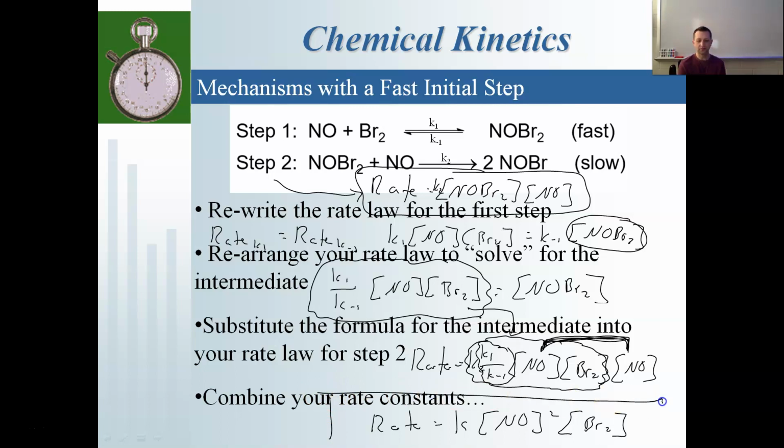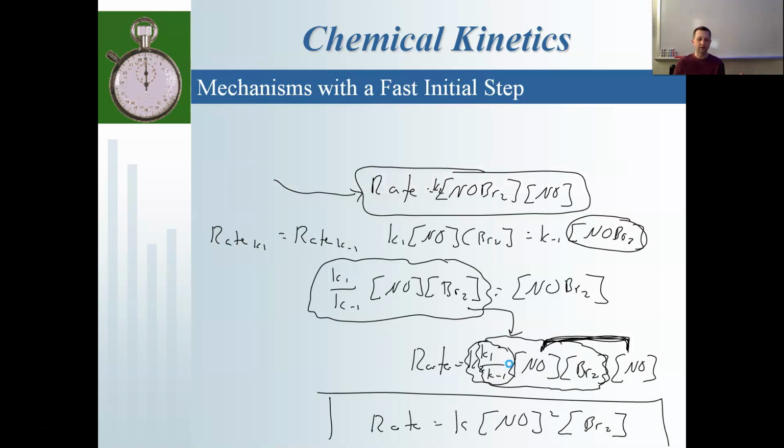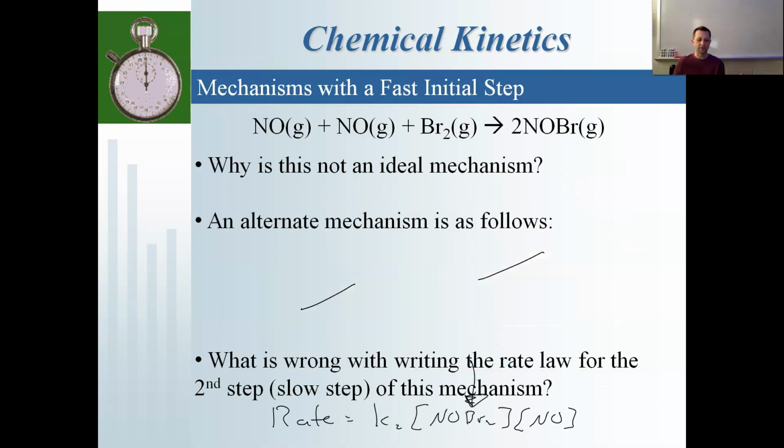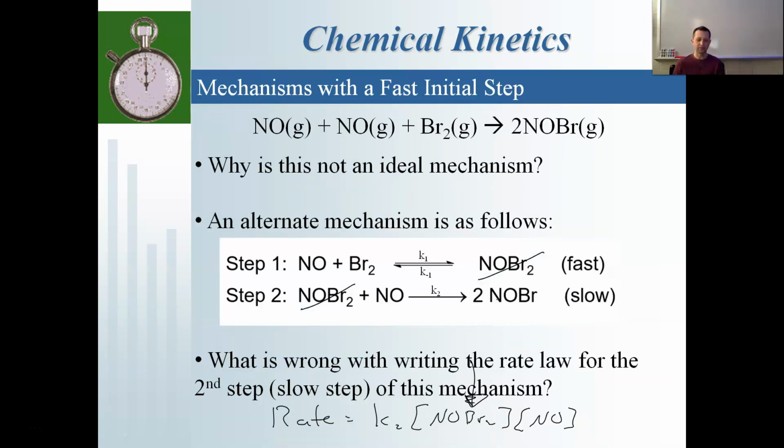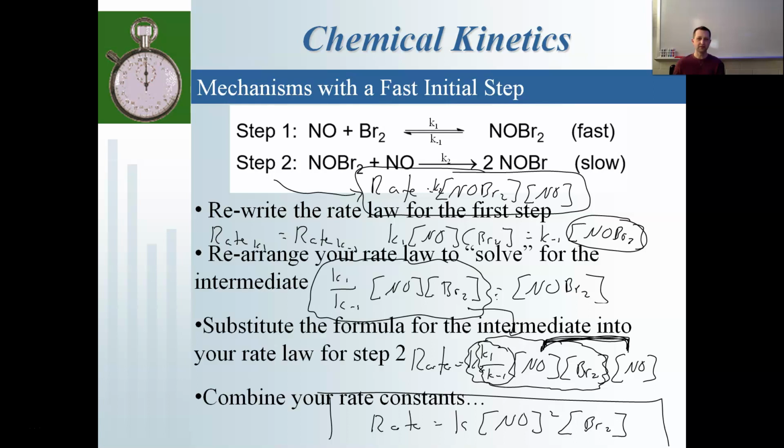Here's our rate law, substituting in NO times Br2 plus my constants in for my intermediate, and you end up with the same experimentally determined rate law as you had back here. The experimentally determined rate law was k times [NO] squared times [Br2]. Looks good. Okay, guys, that's how you do this.